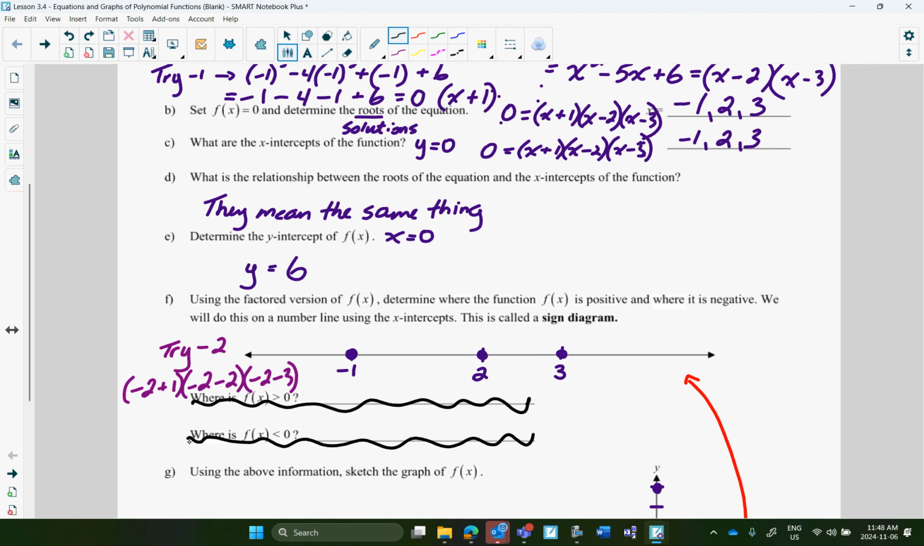Because if it's positive, that means it's going to go up the graph to the left here. If it's negative, that means it's going to go down. So I don't care what the answer is. I'm not even going to bother calculating. Is this positive or negative? Positive or negative? I'm going to have a negative times a negative times a negative, which means negative. Which means everything to the left is below. It's below the graph.